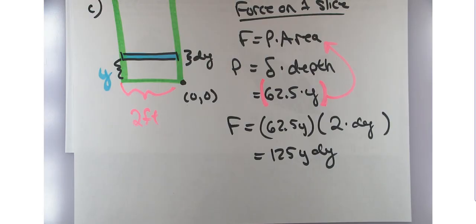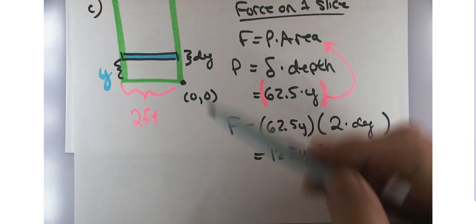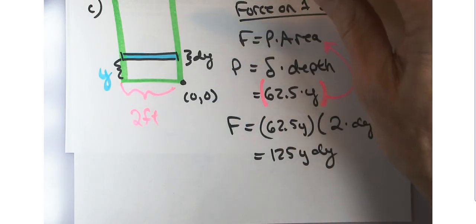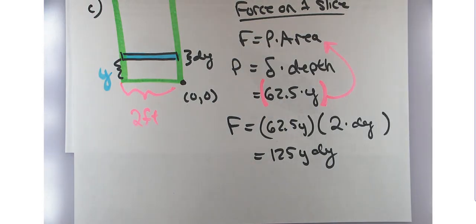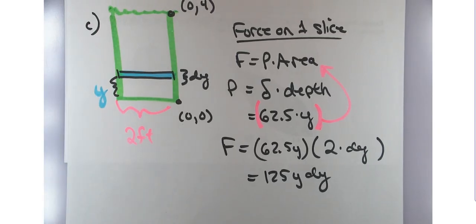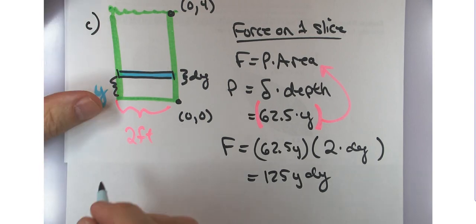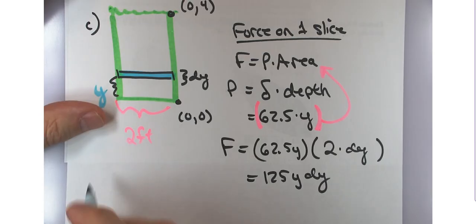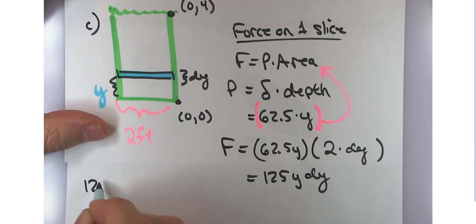Now, you can probably well imagine I don't want to have just the force on one slice. I've got to add up the force for all such slices. So what's going to do that? What's going to add up the force on all such slices for me? Integral. Good. What should I integrate from and to? 0 to 4. So, James, in a nod to what you were talking about earlier, let me take that 125 and put it out front.